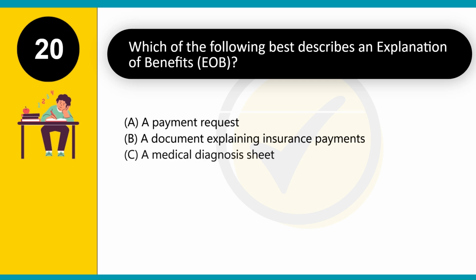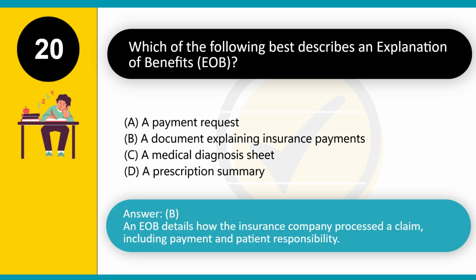Which of the following best describes an explanation of benefits, EOB? A. A payment request. B. A document explaining insurance payments. C. A medical diagnosis sheet. D. A prescription summary. Answer, B. An EOB details how the insurance company processed a claim, including payment and patient responsibility.